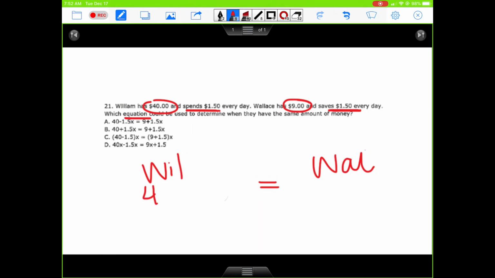So when you're spending money, you're taking away money. So I'm going to subtract $1.50 for every day. So that's my rate of change, because remember, your keywords are per, each, and every. Wallace has $9 and he saves, so that's an additional amount, saves $1.50 every day. So I have 40 minus 1.50x is equal to 9 plus 1.50x. So my correct answer, the one that looks most like mine, is going to be A.